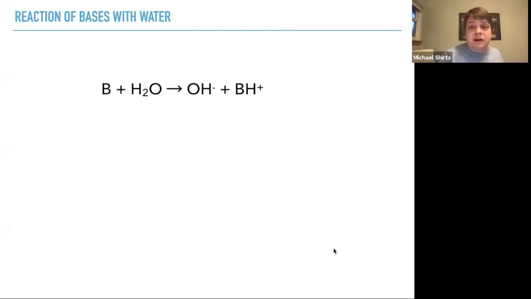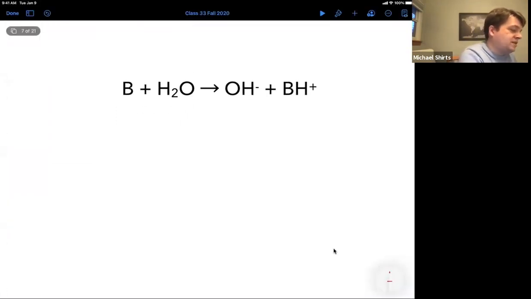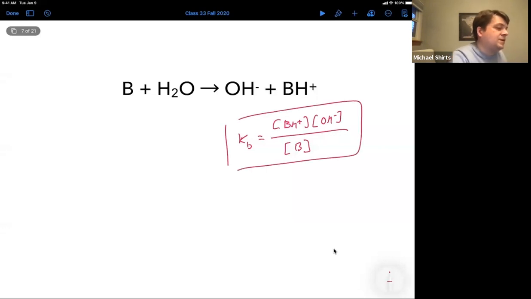So what is the equilibrium constant for this going to be? Well, we call the Kc for this reaction Kb, for K base. It's going to be the concentration of BH plus times the concentration of OH minus, divided by the concentration of the base. And then we treat liquid water as pure, and so we don't take that into account. Okay, so that's what we're going to be dealing with.